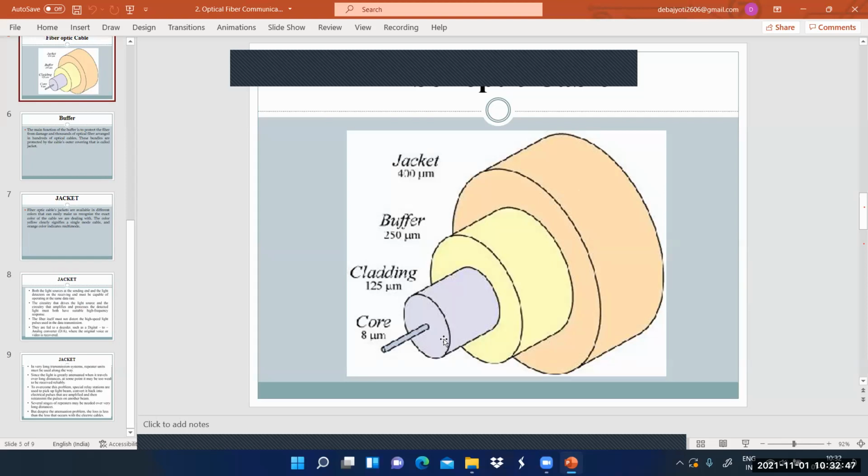Mainly, the color makes it easy for us to recognize the exact type of cable we are dealing with. The color yellow signifies single mode optical fiber, and the color orange indicates multi-mode. So single mode and multi-mode.